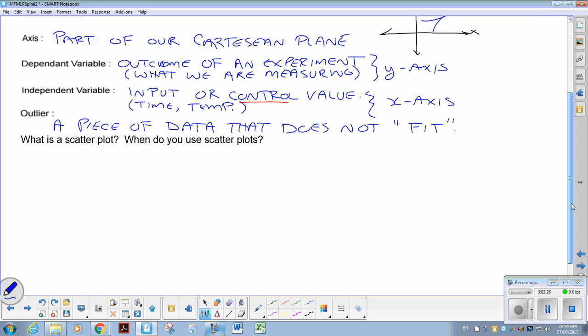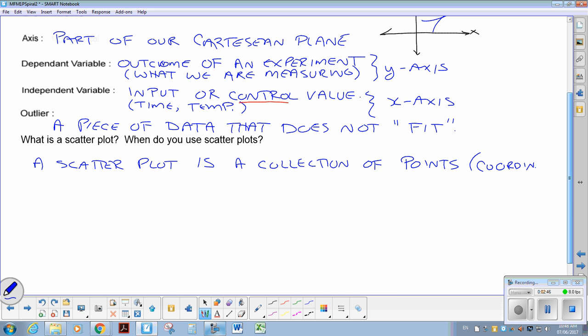So what is a scatter plot? So a scatter plot is a collection of points, or we can call them coordinates, that are placed on a Cartesian plane.